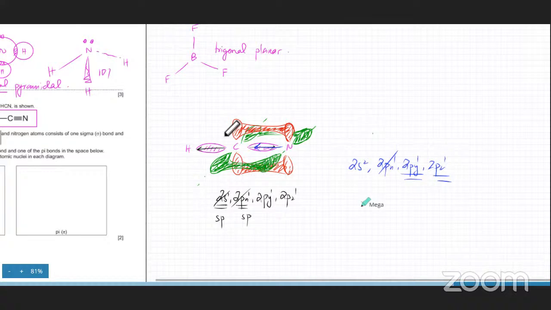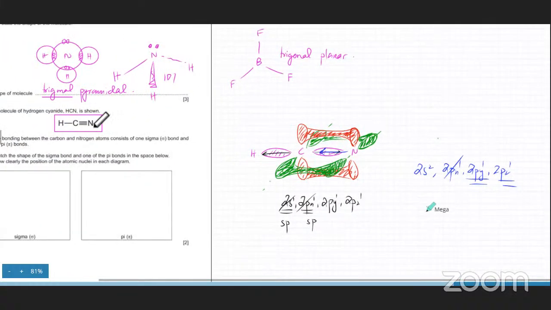In HCN, carbon is sp hybridized. One orbital got pulled in this direction, one got pulled in this direction, and carbon had two spare orbitals left: the 2py and the 2pz, the red one and the green one. For nitrogen, the case was exactly similar. Nitrogen had one orbital that was completely full, so that wasn't involved in bonding. It did not need any electrons.